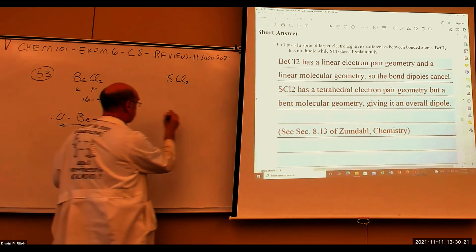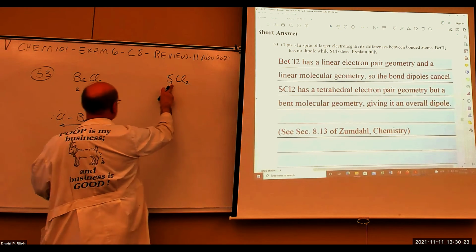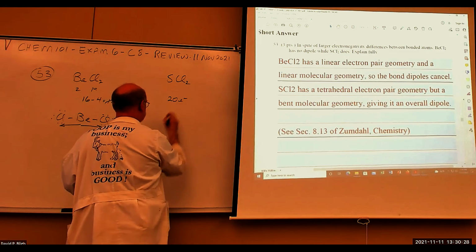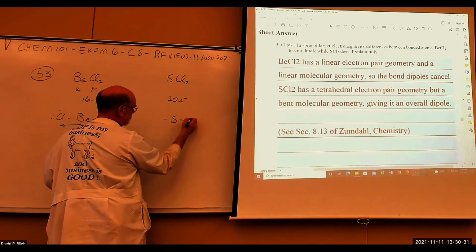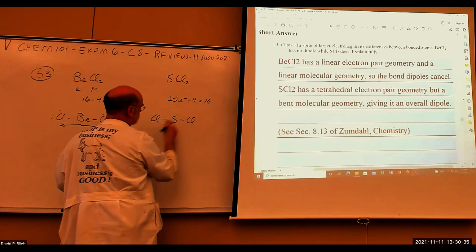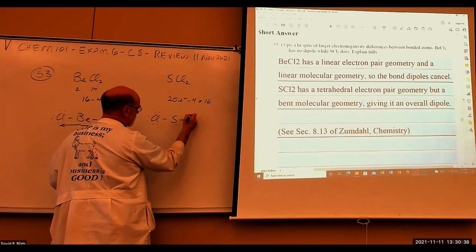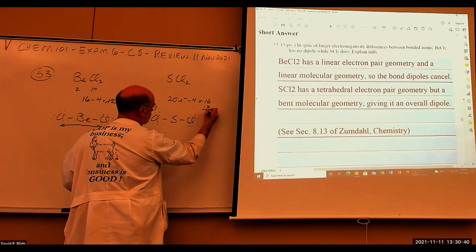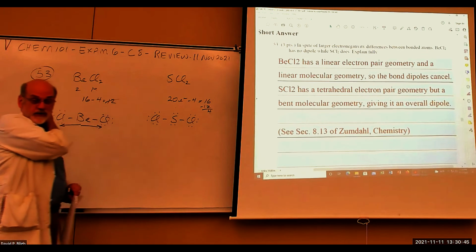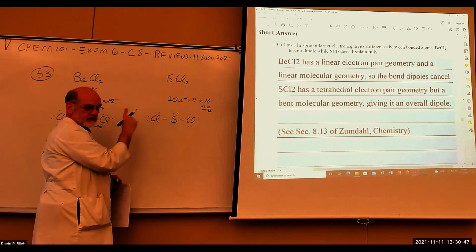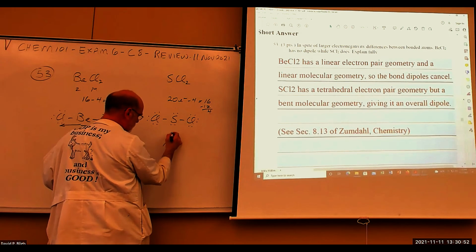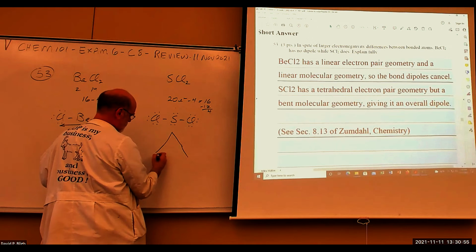Whereas sulfur dichloride, let's see, sulfur would be 6 and 14 is 20 electrons. So there's sulfur, there's chlorine, 2, 4, 6, 8, 10, 12, 14, 16. So we have 4 left over. Okay, around sulfur we have 4 groups, which means a tetrahedron. So we have a tetrahedron here. Should draw it bigger.